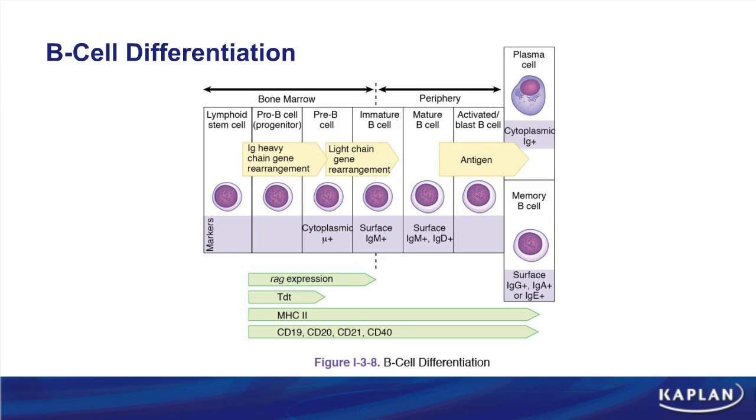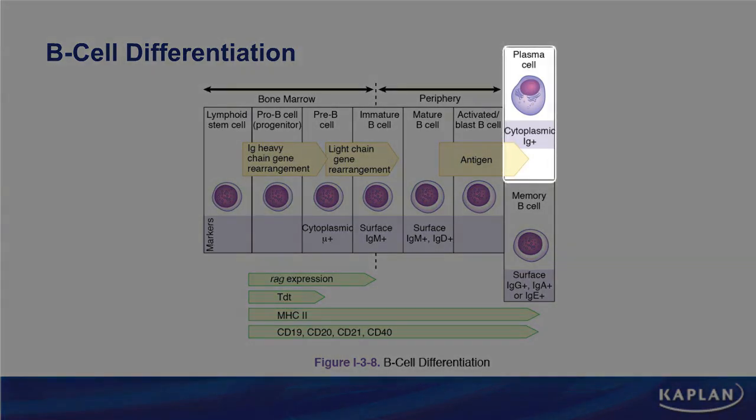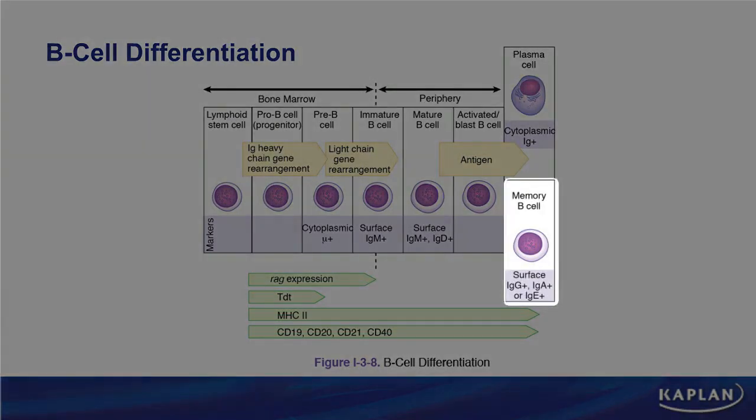A majority of the differentiation is going to be through plasma cells, and those plasma cells are, again, the cells that secrete our antibodies. A much smaller group of B cells are going to become memory cells, and we're going to talk a lot about memory cells when we talk about vaccination. It is of important note, though, that memory B cells are going to look a lot like our mature naive B cells, but rather than expressing IgM and IgD on their surface, they will only express IgG, IgA, or IgE, indicating that they have undergone isotype switching due to activation.